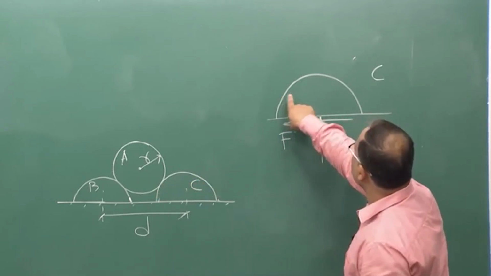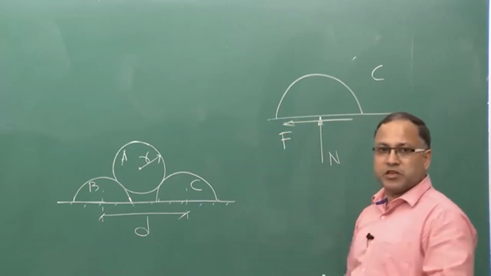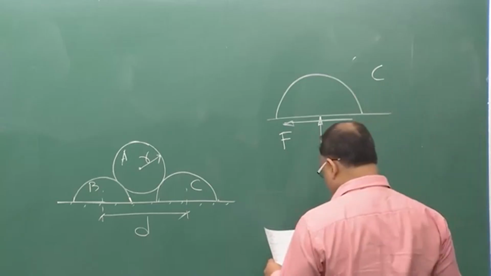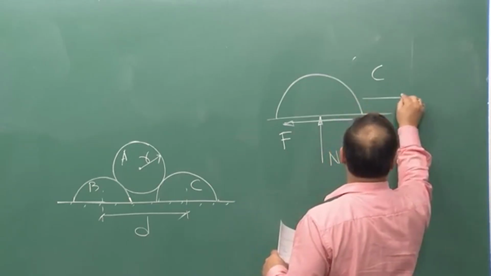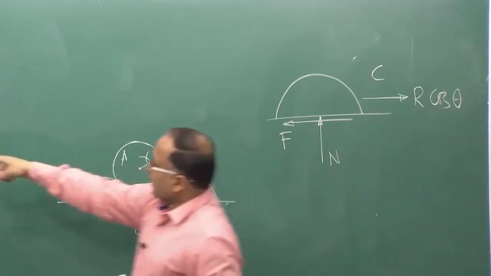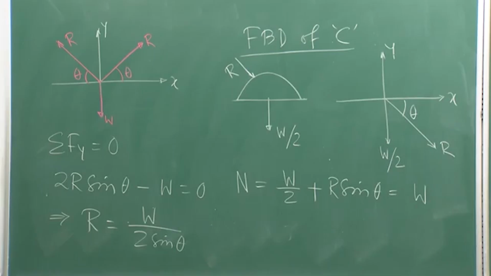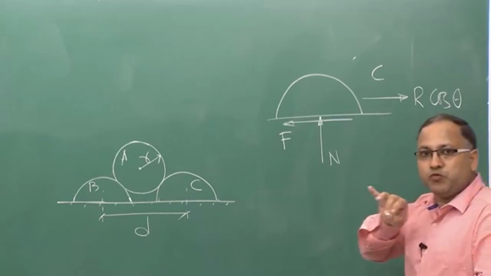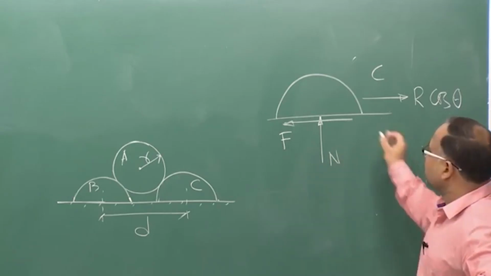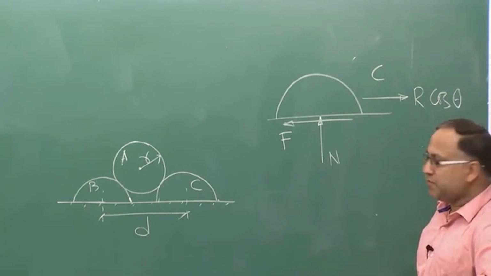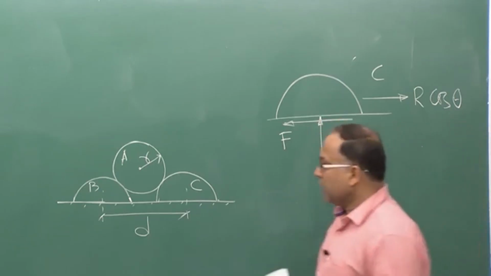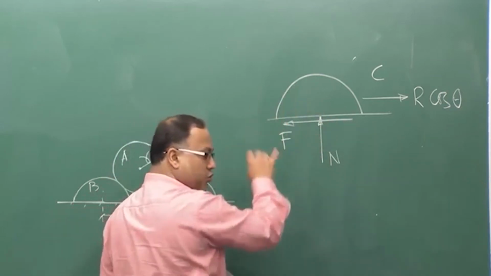If it moves from left to right, then the friction force will be getting developed in this direction, and this movement is possible only due to R. If you look at the x component of that force, R cos theta will try to push the half cylinder C from left to right, and due to that some friction force will be getting developed, that is F, and this is the normal force we have already calculated. Okay. So, from this I hope that you have understood this configuration.